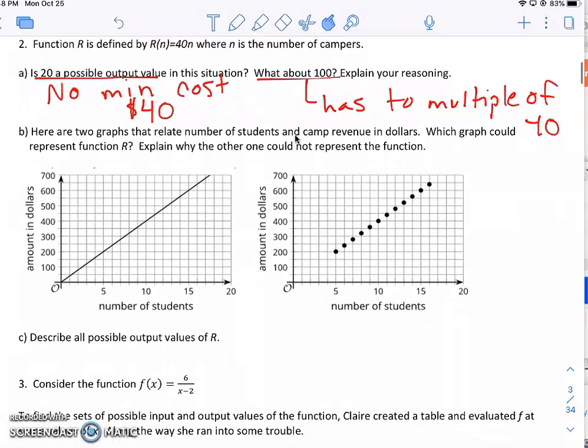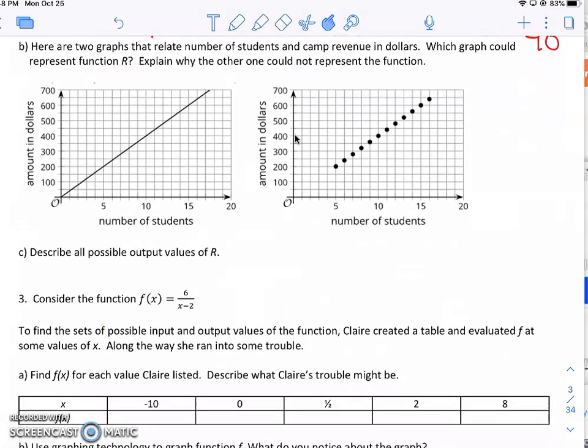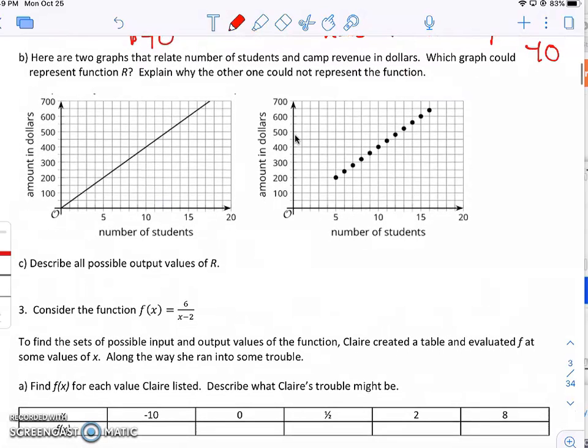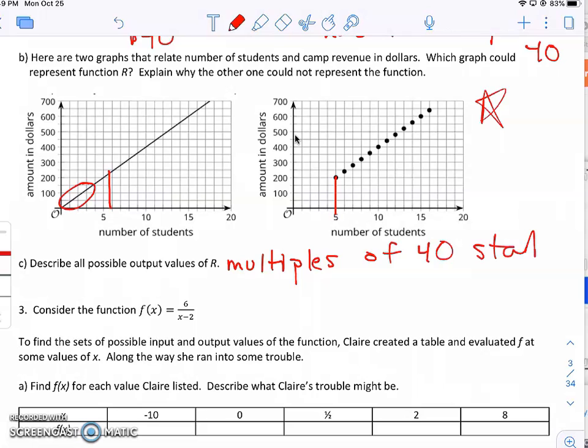So then we take a look at this. Here are 2 graphs that relate the number of students in the camp and revenue. Which graph could it represent? We said it had to be the second one because it needed to start at 5. And so this has all these numbers before 5. And it also had numbers like 5.5, 6.5, and you wouldn't have halves of students. So as the second graph, it's right on the dots. So the possible output values are multiples of 40 starting at 200. And that was because there's a minimum of 5 students.